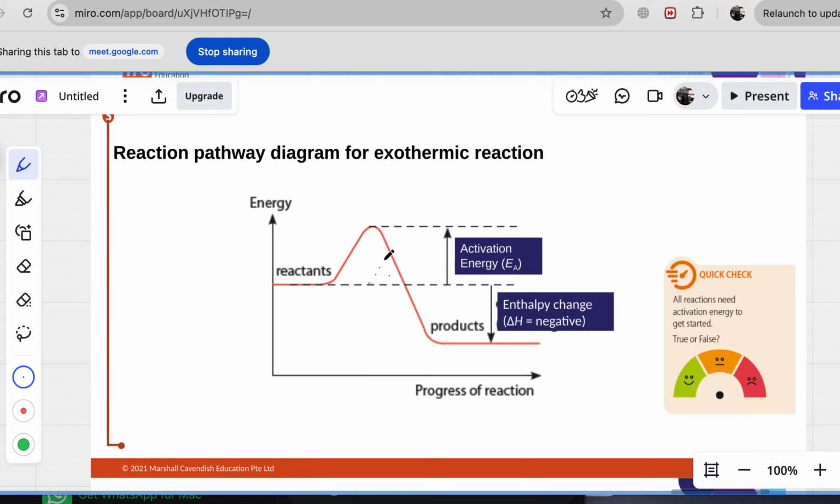It's from this place to this place. This is the activation energy, the minimum energy required for this reaction to take place. Now the energy change, or enthalpy change, is the energy of the product minus the energy of the reactant. Remember the reactant is here. If you draw the line out, the product minus this value gives you the enthalpy change. So you must be able to show it in the reaction pathway diagram.